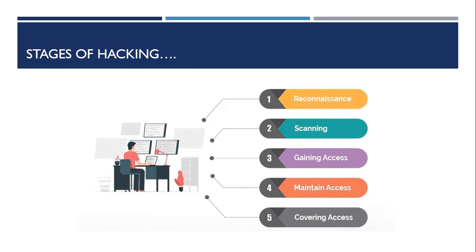So covering access means when the hacker performs all he wants to do and retrieves all the required information from your system, then when he leaves your system, he erases all the data about him, because basically he just connected to your system with the ports, okay, with some exchange of information into your system.